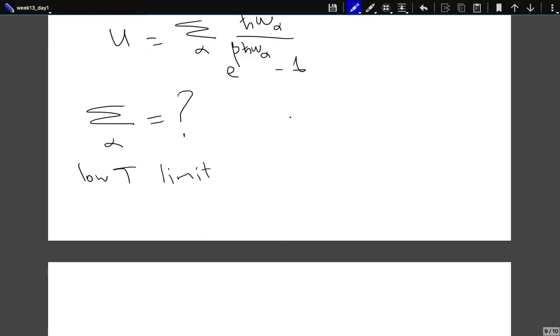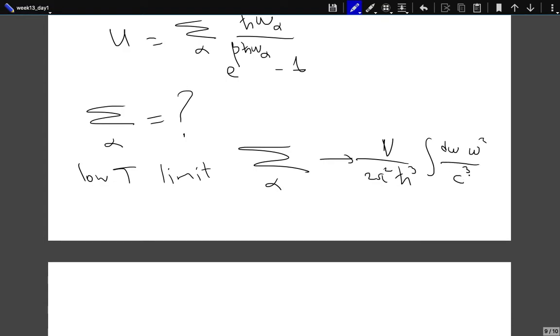So in this limit, we can still use the approximation: the sum over alpha will still be V over 2 pi squared h bar cubed, integral d omega times omega squared over c cubed. So this was what we had derived for the photons.